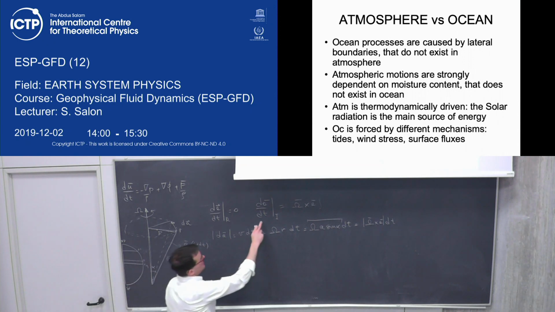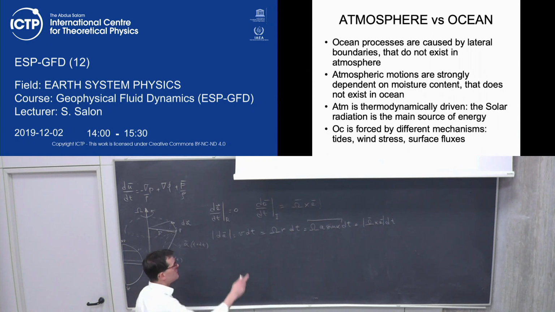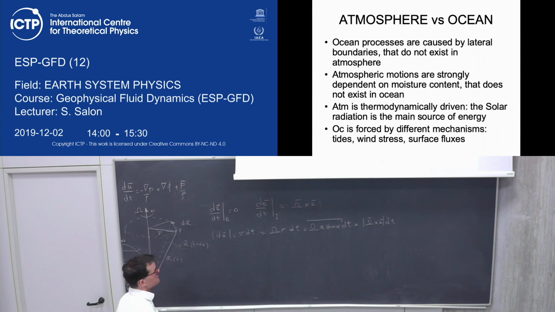So if I want to describe the velocity of this displacement A with respect to the inertial system, this is what I obtain: simply the vector product between the vector itself and the rotation rate.